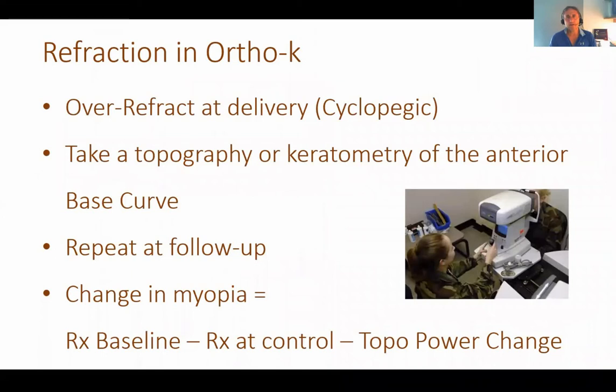If you are using ortho-K, the way to control refraction, if you don't have axial length, is to over-refract with the lens on the eye, if possible with cycloplegia, and you take a topography of the anterior surface of the lens, so you have the anterior curve. Then at the follow-up, the change in myopia will be the refraction you have at baseline, subtract the refraction you have today, less the change in power of the anterior surface. That is the change that the lens makes because of the deformation of the GP lens, and it needs to be taken into account. That will help you to follow the child's evolution.